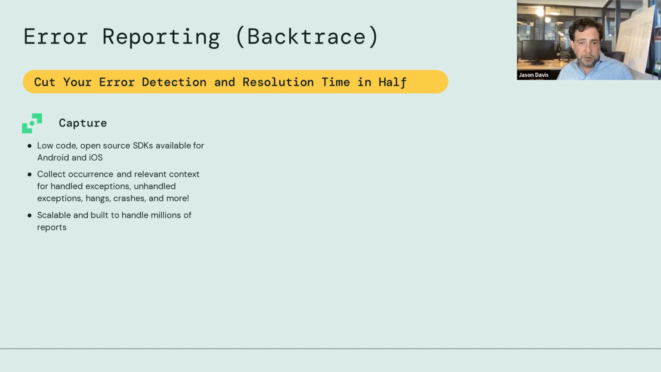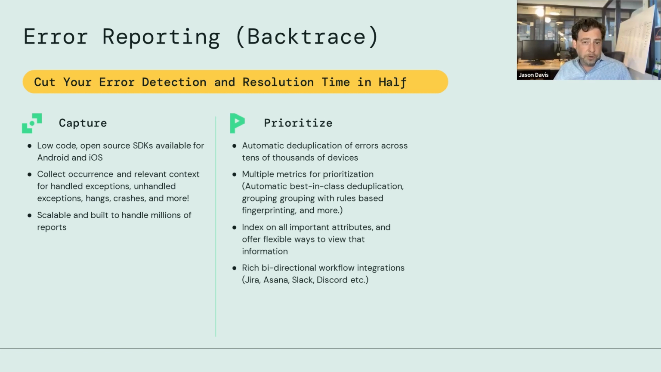The context includes things like the operating system version, custom information like your app version, as well as system info like memory usage, process age, and other associated system level pieces of information. All of that is captured so that when folks need to prioritize, they have the right information in front of them.